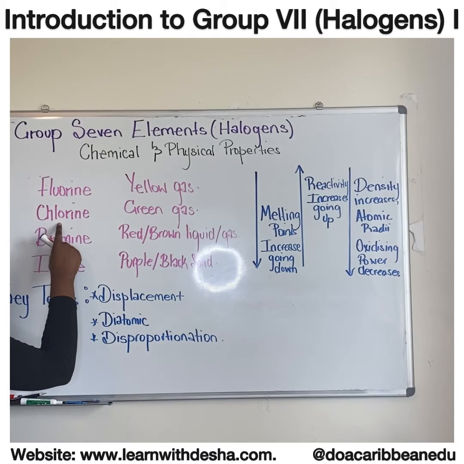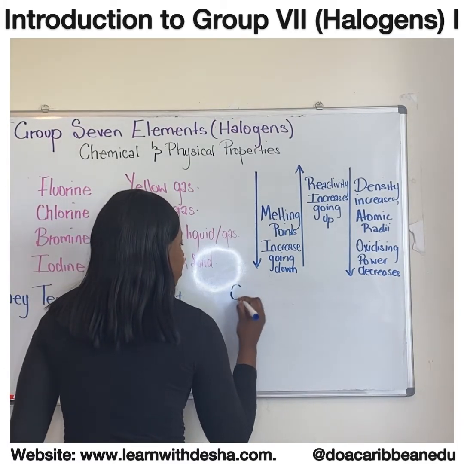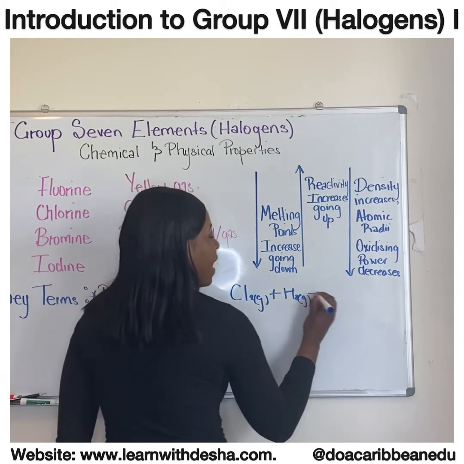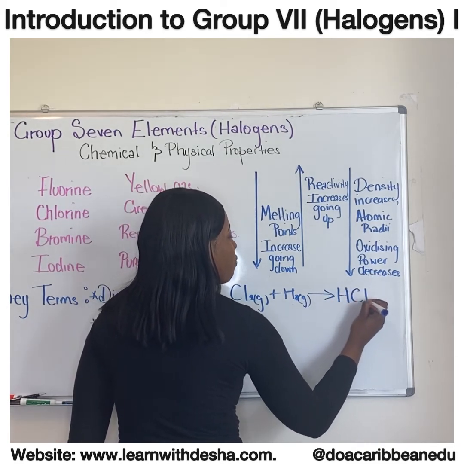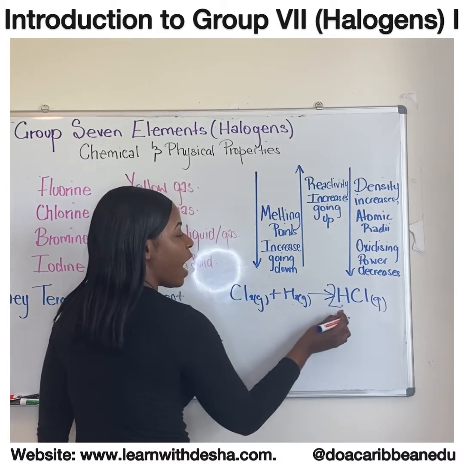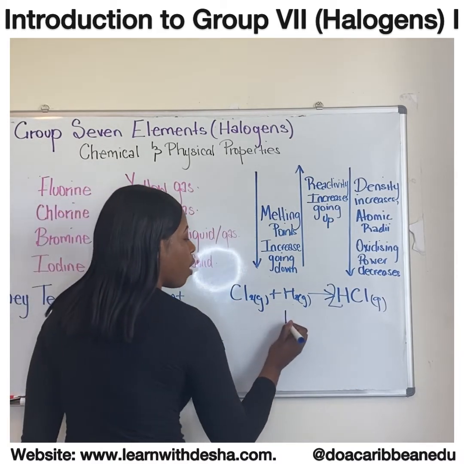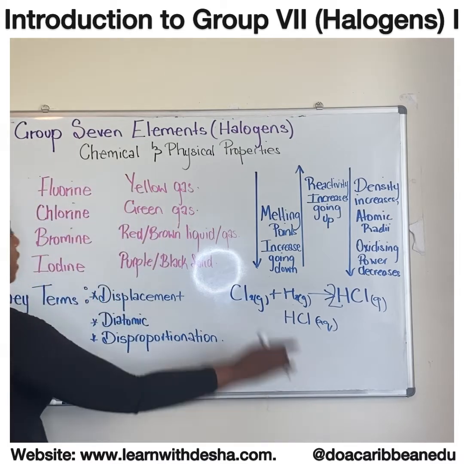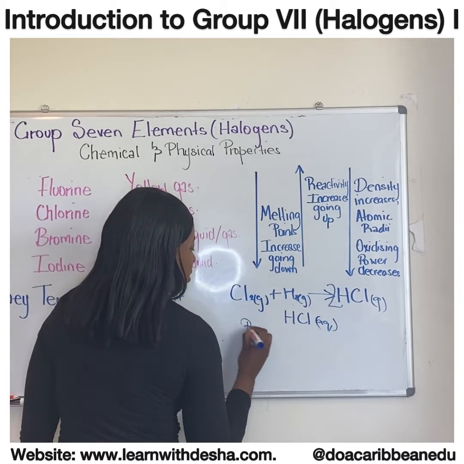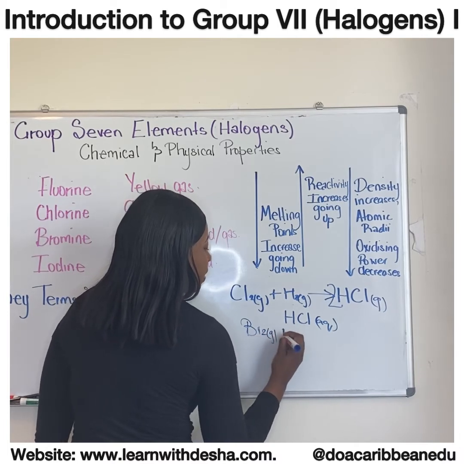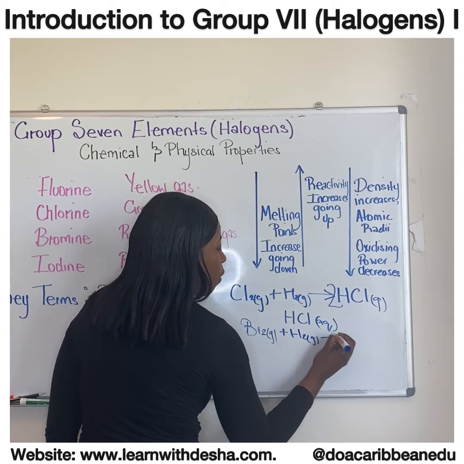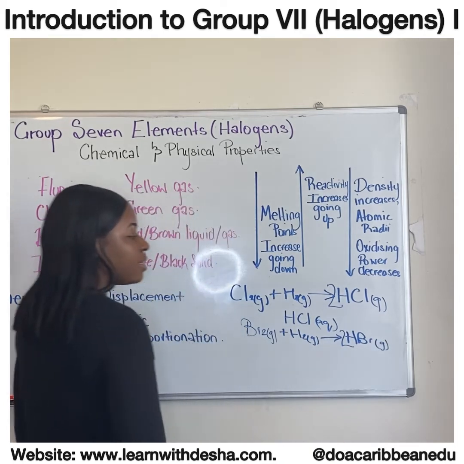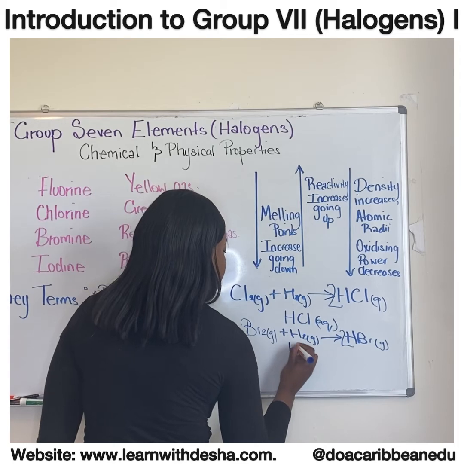Using the halogen chlorine and hydrogen, Cl2 gas plus H2 gas, we get the hydrogen halide, hydrogen chloride. This is a gas. This hydrogen chloride can dissolve in water to form hydrochloric acid, aqueous. Using another halogen, bromine, Br2 gas reacts with hydrogen to form hydrogen bromide. Another gas that can dissolve in water to form hydrobromic acid.